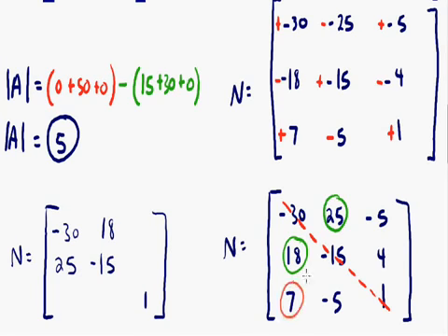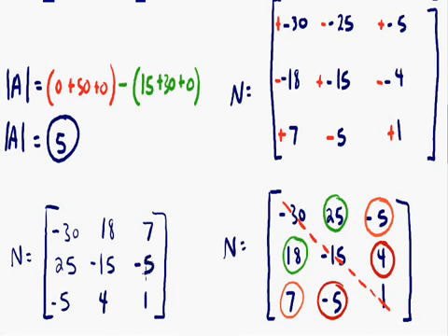And if we reflect this number 7 and this number negative 5 across the red diagonal, then they're going to switch places. So the negative 5 is going to go where the positive 7 used to be, and the positive 7 is going to go where the negative 5 used to be. And I think you get the idea by now. If we reflect these numbers across the red diagonal, the negative 5 and the positive 4 are going to switch places. So the positive 4 is going to go where the negative 5 used to be, and the negative 5 is going to go where the positive 4 used to be.